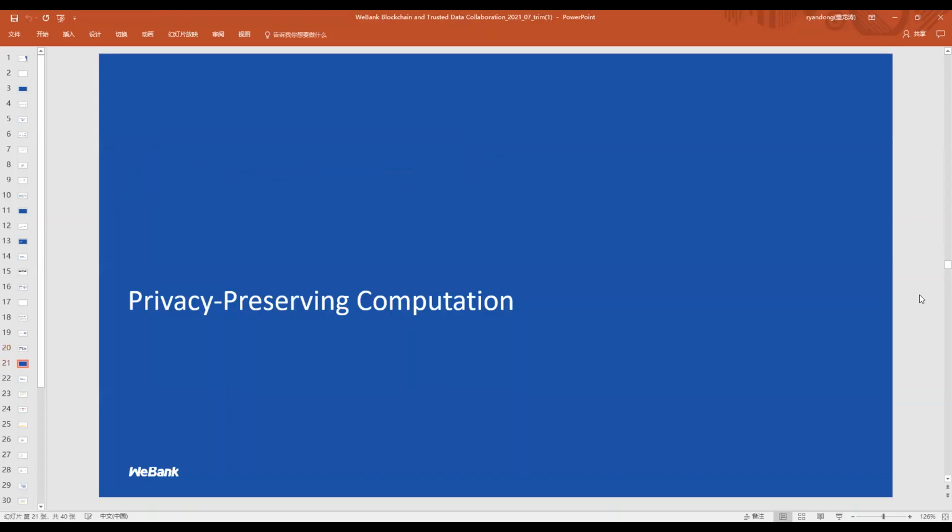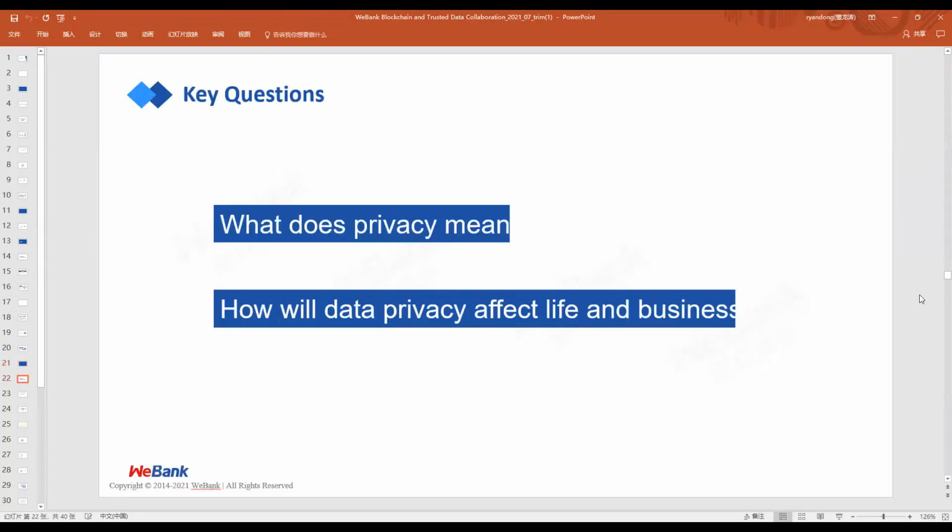Let's keep going. Let me move to the next part. We have privacy-preserving computing, and this is also very important because we are not just moving data around, we also want to use this data. We want to do some computation, machine learning, data mining, to extract more value from it. This creates a lot of new problems.